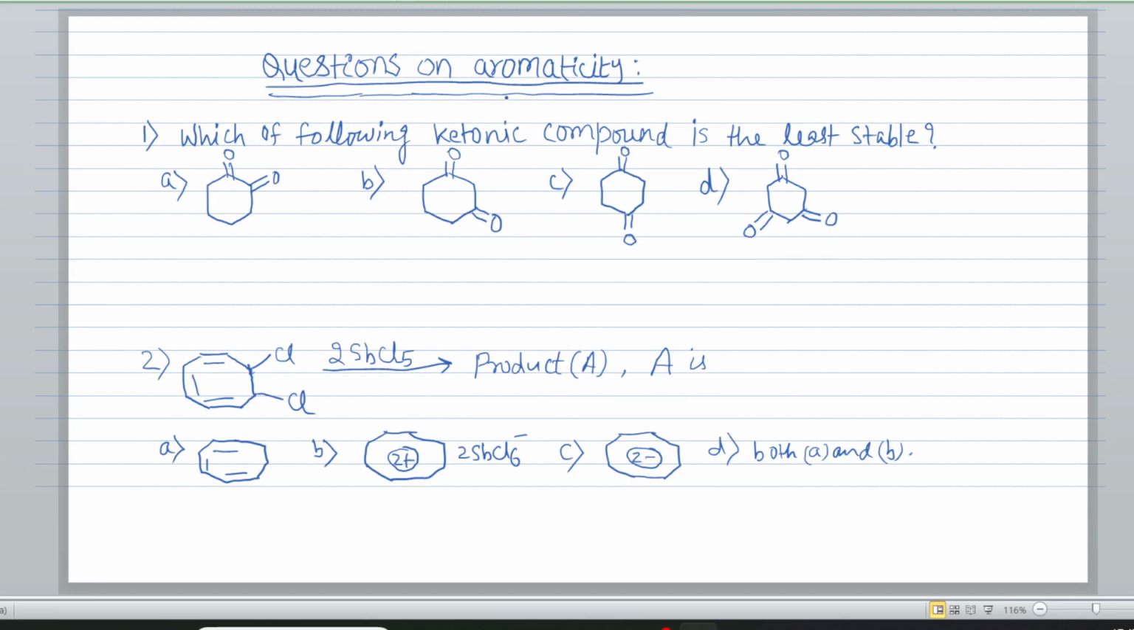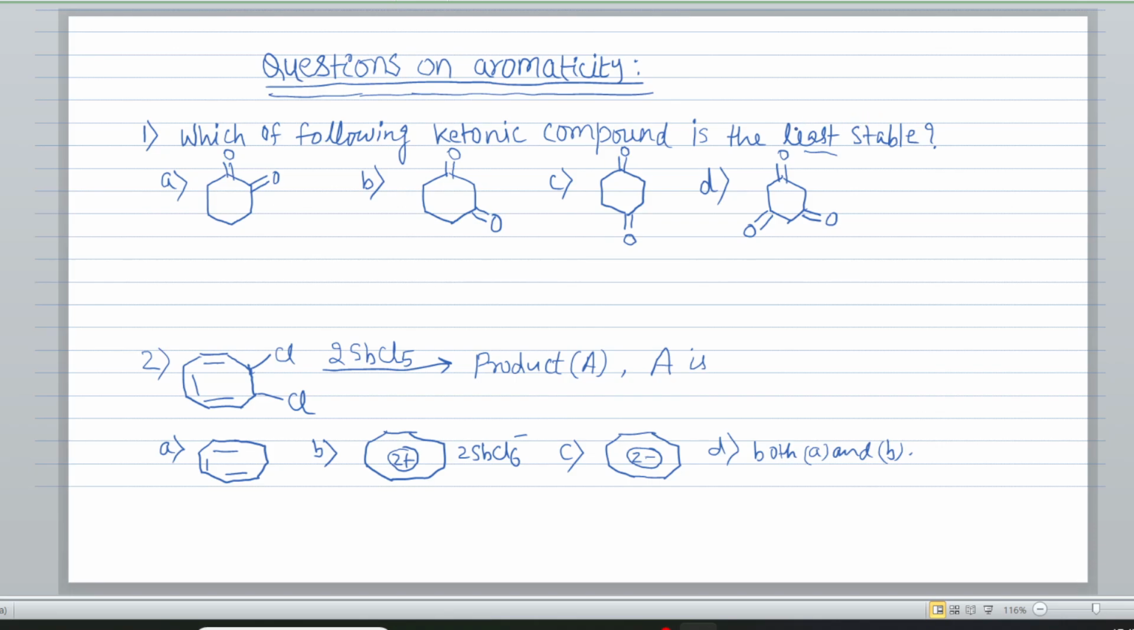In today's class we are going to discuss very conceptual questions based on aromaticity. In the first question it is asked which of the following ketonic compounds is least stable. So we have to correlate the relation between stability and reactivity.